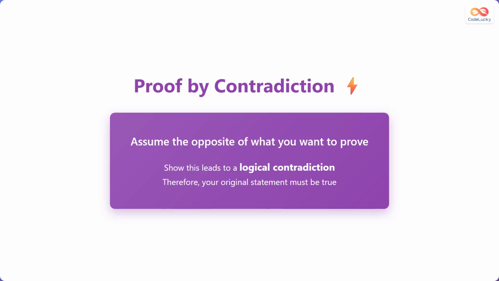Finally, let's discuss proof by contradiction. This method involves assuming the opposite of what you want to prove. Then, you show that this assumption leads to a logical contradiction. If the assumption leads to a contradiction, it must be false, and therefore the original statement must be true. The presence of a contradiction validates your claim.